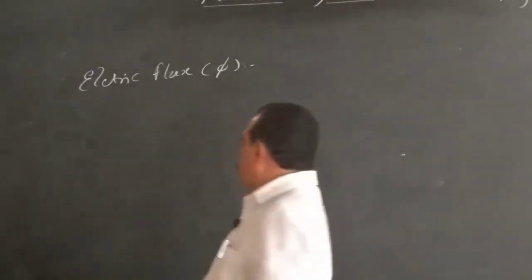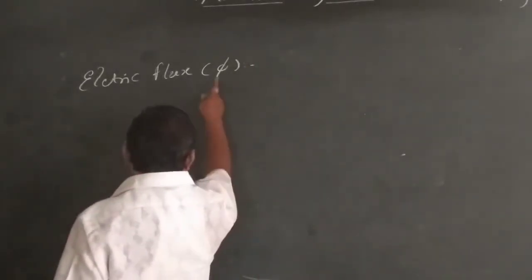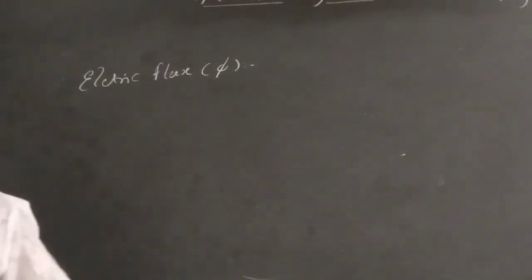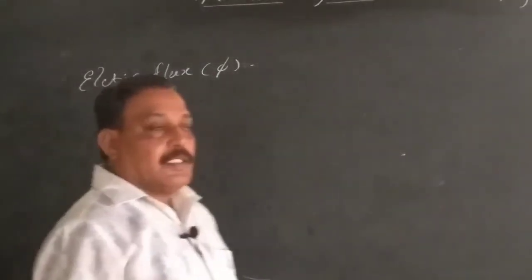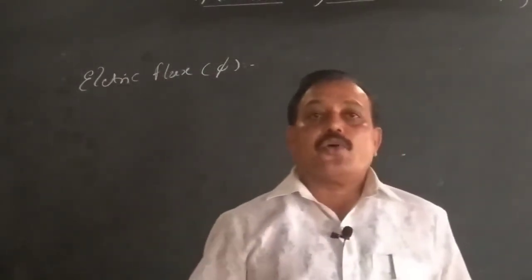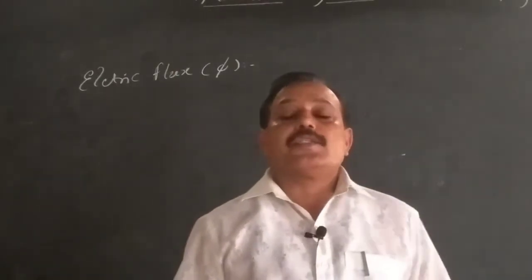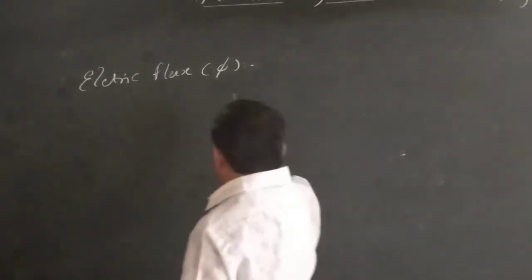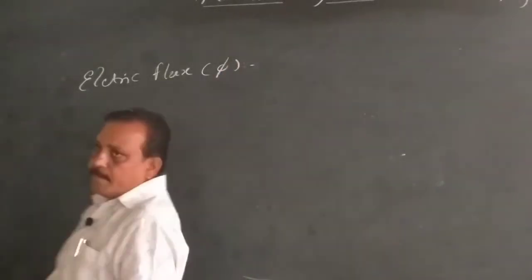The electric flux is defined as the number of electric lines of forces passing normally through a surface. Then how to represent electric flux? Electric flux is represented by phi.